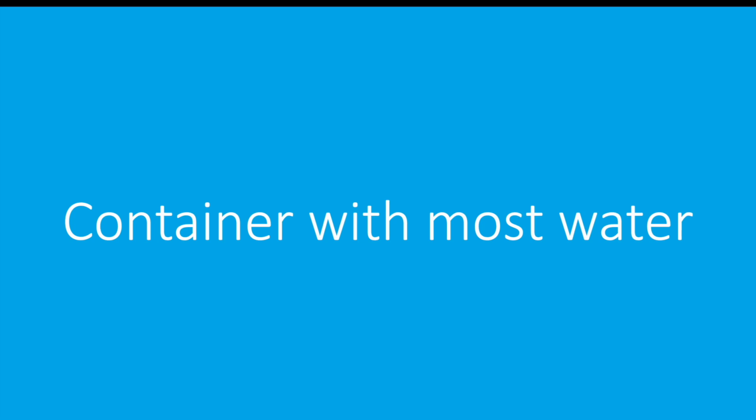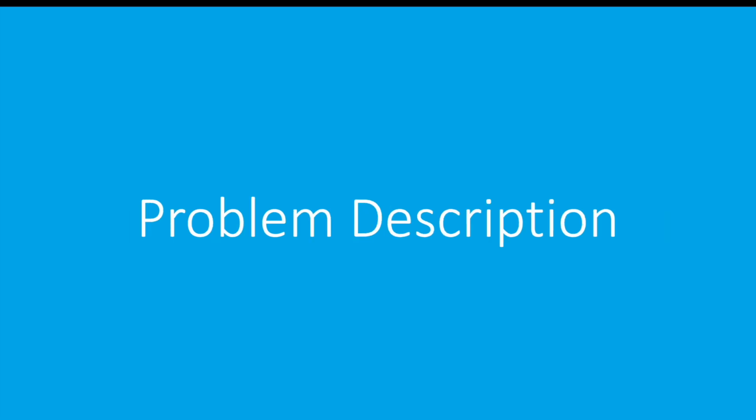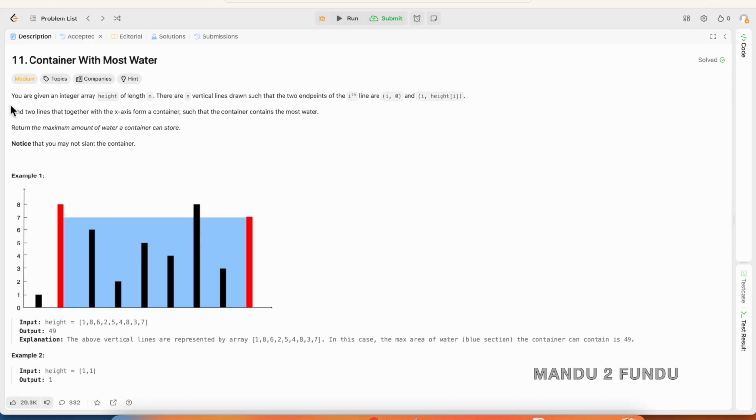In this video, I am going to discuss the solution for the container with most water problem. Let's look at the problem description. We are given an integer array height with n elements, and each element in that array gives the length of the vertical lines that we can draw from the x-axis. So the endpoints with that data will be i comma 0 and i comma height of i.